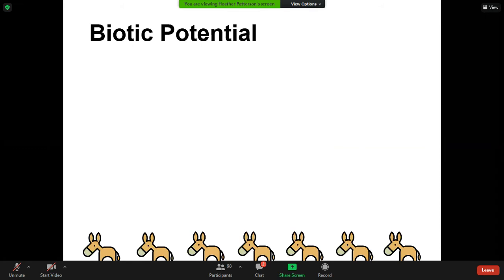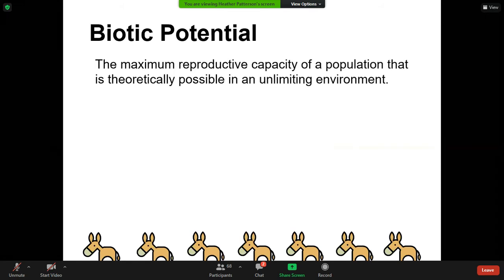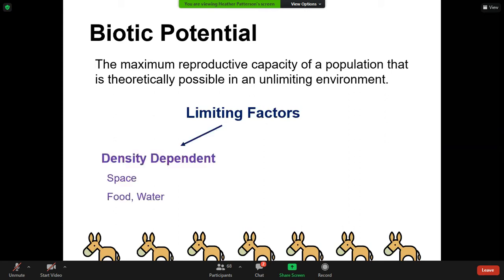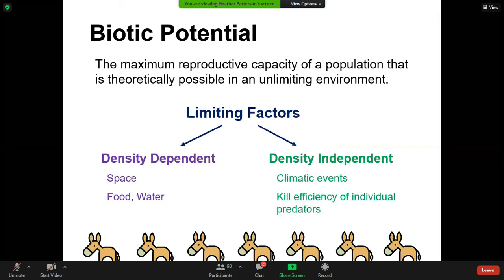So our biotic potential is the maximum reproductive capacity of a population that is theoretically possible in an unlimiting environment. So considering we don't have any limitations in terms of food, space, shelter, anything. Some of our limiting factors are density dependent, so space, food, water, and density independent factors, such as climatic events and the kill efficiency of individual predators.